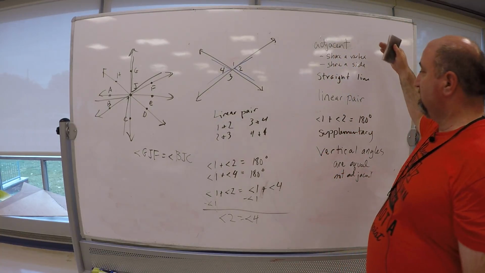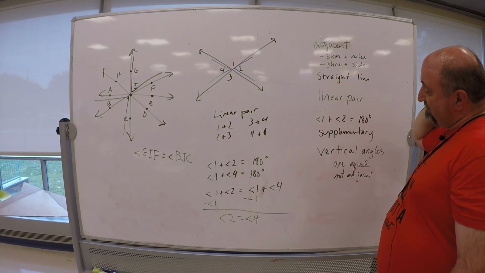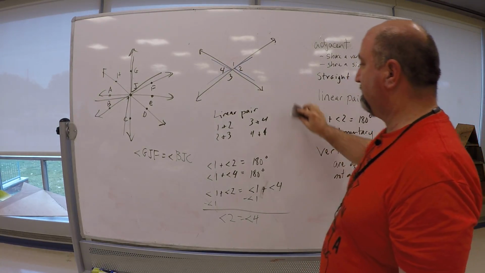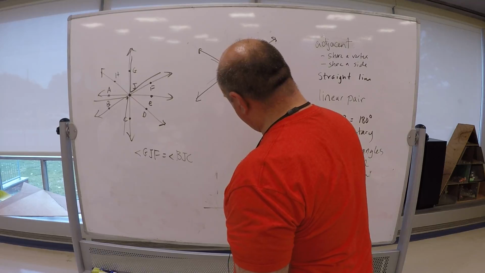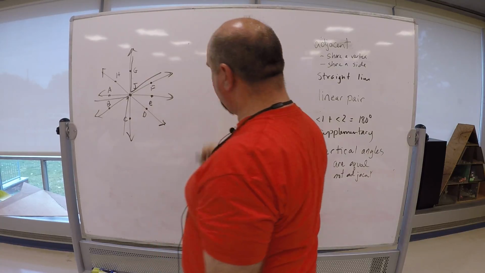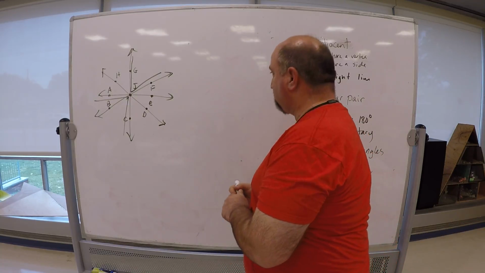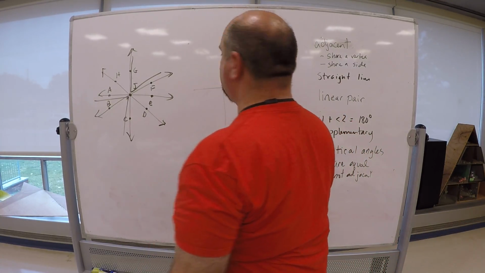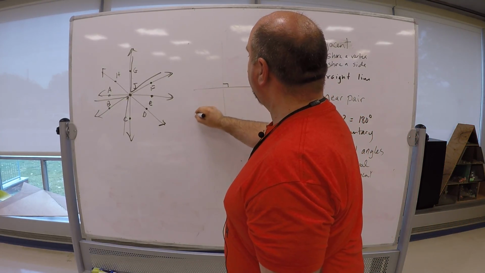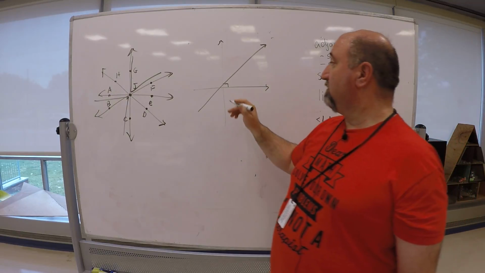So now we have these vocabulary terms: adjacent, straight line, linear pair, supplementary, and vertical angles. The last one that we're going to talk about is corresponding angles. Corresponding angles are a little bit different because you won't see them in this intersection of lines. Instead, where you'll see them is when there's some kind of perpendicular involved. Anytime you have a perpendicular involved, and then you have a line that cuts through that perpendicular, that's going to create two angles.